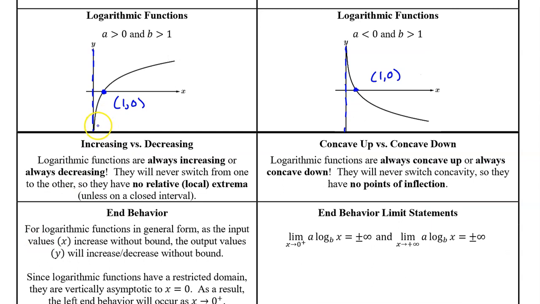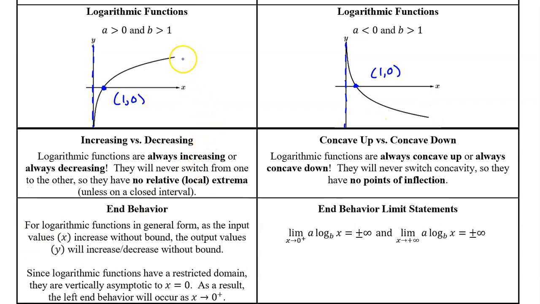Notice that a logarithmic curve is either always increasing, like this one, or always decreasing, like this one. It never switches up in the middle. Also, a logarithmic curve is either always concave down, like this one, or always concave up, like this one.